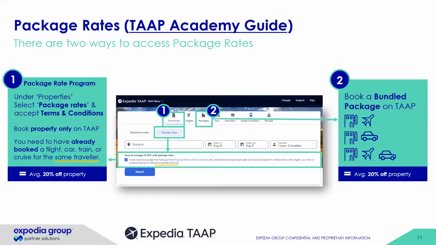The second way to book is going to be with a bundled package. And this is where you book all your travel on TAAP. So the property with a flight or car rental or both on Expedia TAAP. And when you do this, you gain access to an average of 20% off the accommodation portion of your package. And this is the only time you can earn commission on airfare with TAAP. You earn commission on all aspects of the bundle. So you earn 5% gross for the standard agents, for example. So I know it might sound a little confusing. That's totally fine. We'll go into more detail about each of these programs separately as well.